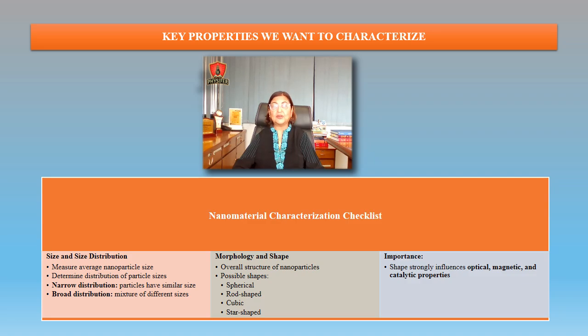Second is morphology and shape. It is important to know whether the particles are spherical, rod-shaped, cubic, or star-shaped, as the shape affects optical, magnetic, and catalytic properties significantly.